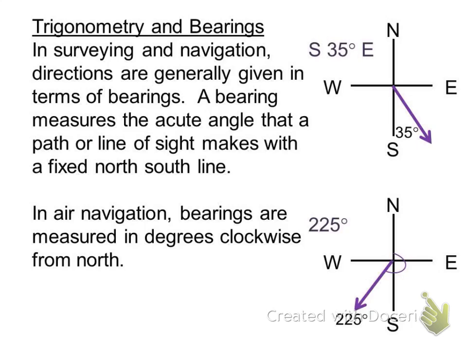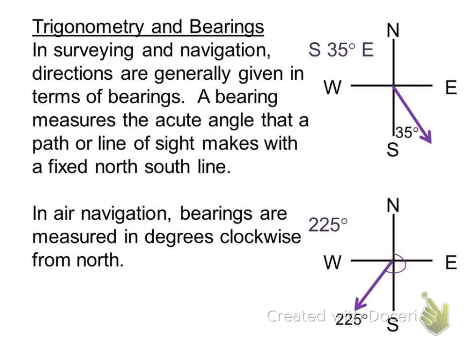Okay, before our last example, we're going to talk about trigonometry and bearings. So in surveying and navigation, directions are generally given in terms of a bearing. A bearing measures the acute angle that a path or line of sight makes with a fixed north-south line. So if you look at this first compass, the angle is coming off of the south pole 35 degrees. So that is south 35 degrees east. South from the south direction towards east 35 degrees.